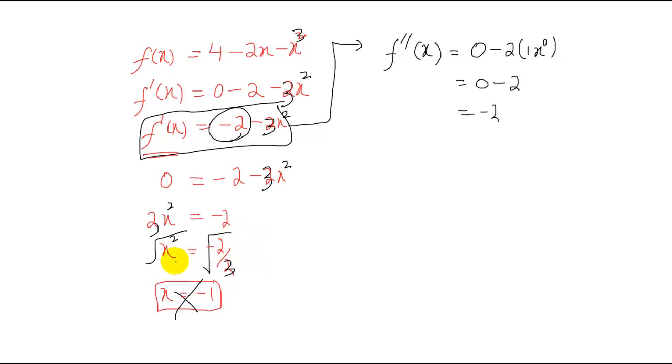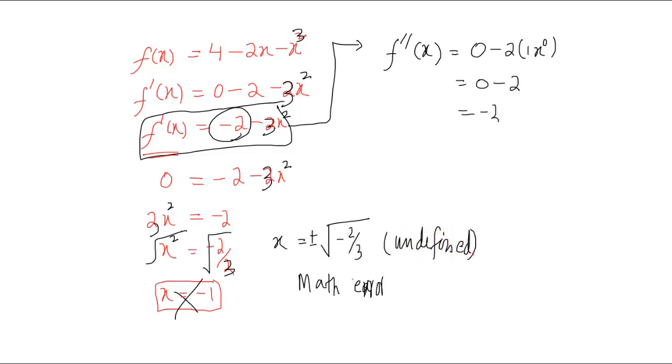Okay, students, can you observe here? We took the square root of both sides. So it is negative 2 over 3. And the square root of a negative number is a math error. This will give us a math error. Math error means undefined.